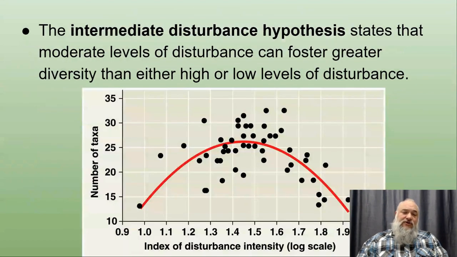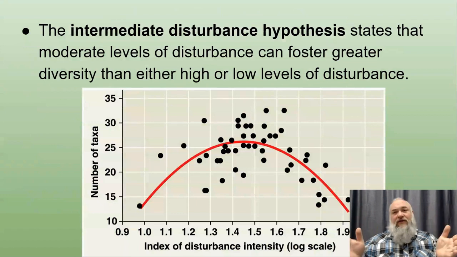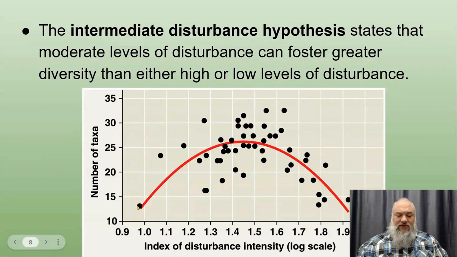So the intermediate disturbance hypothesis states that moderate levels of disturbance can foster greater diversity than either high or low levels. Okay, so look here, number of taxa. So this is kind of our diversity, right? How many different types of organisms we have there. And here's our scale of disturbance intensity: really intense, low intense. You can see where we have the most diversity is kind of in the middle of our disturbance intensity.